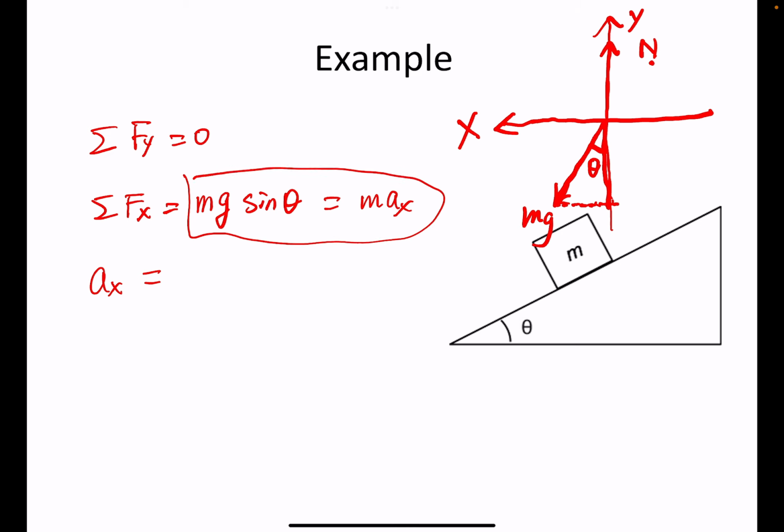So the acceleration of the block is given by solving this equation. We divide by m on both sides to find ax. It turns out it's just g sine theta.